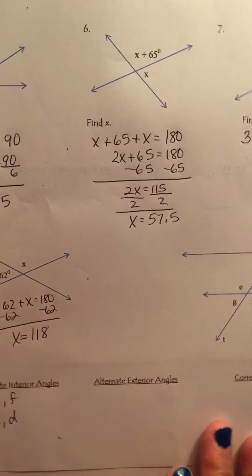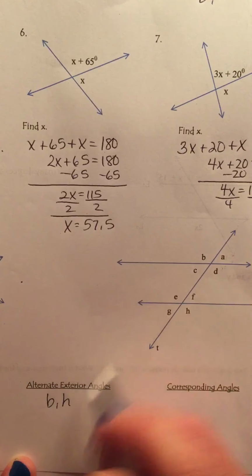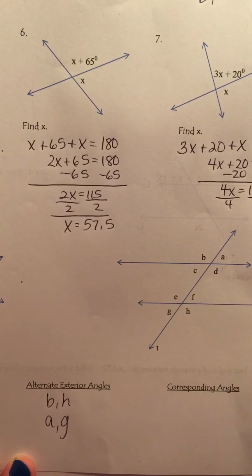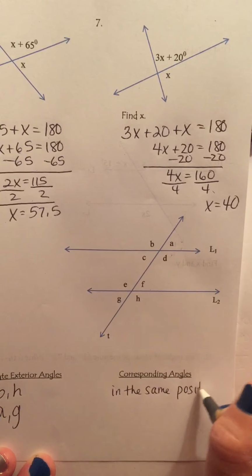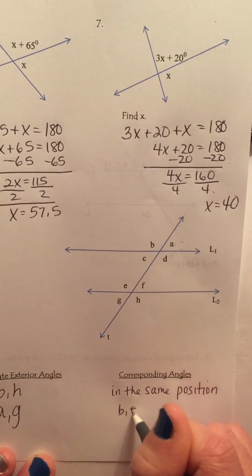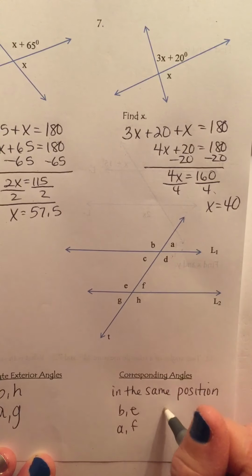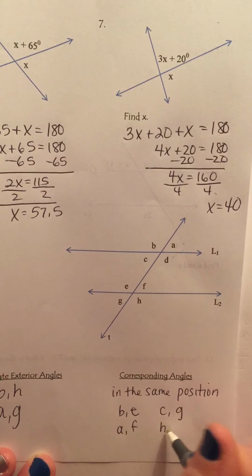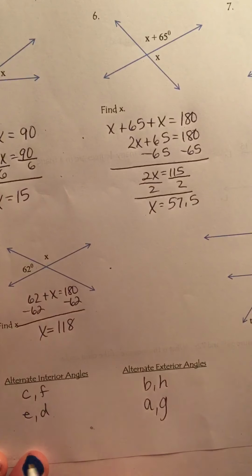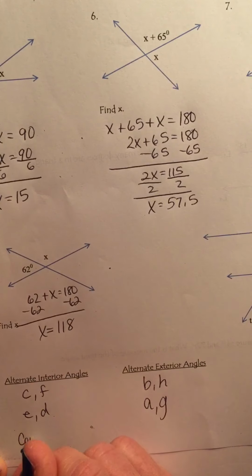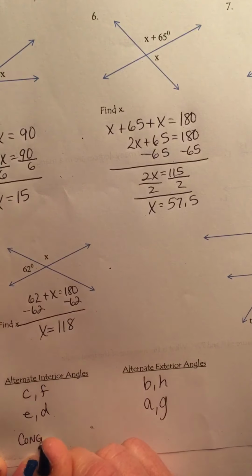Alternate exterior, we're going to talk outside the parallel lines now. So B and H, and A and G. Corresponding angles are in the same position: B and E, A and F, C and G, H and D. They are congruent, as are our alternate interior and alternate exterior angles. Congruent means equal.